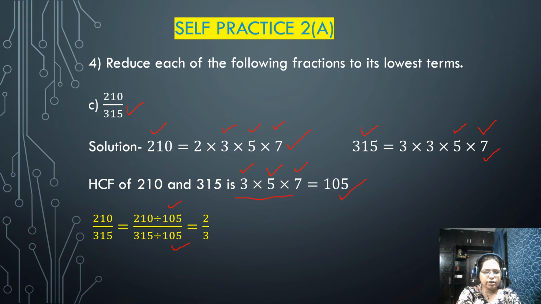So 210 divided by 105, we get 2, and 315 divided by 105, we get 3. So 210 divided by 315 equals 2 divided by 3. And 2 divided by 3 is the lowest terms of the fraction 210 divided by 315.